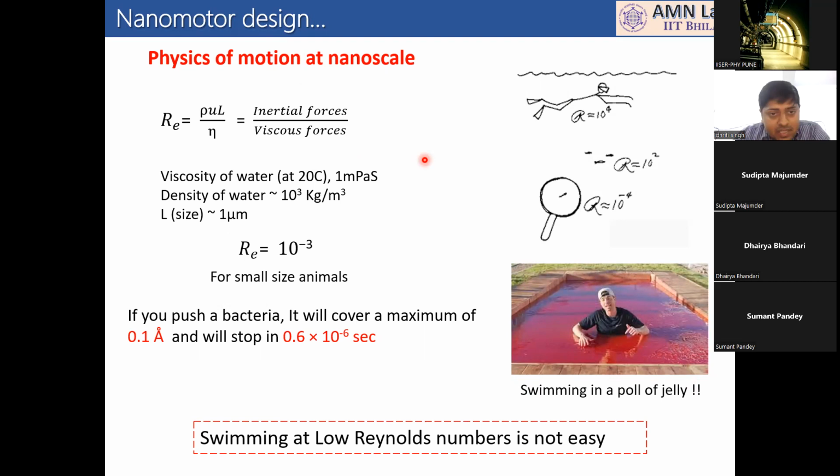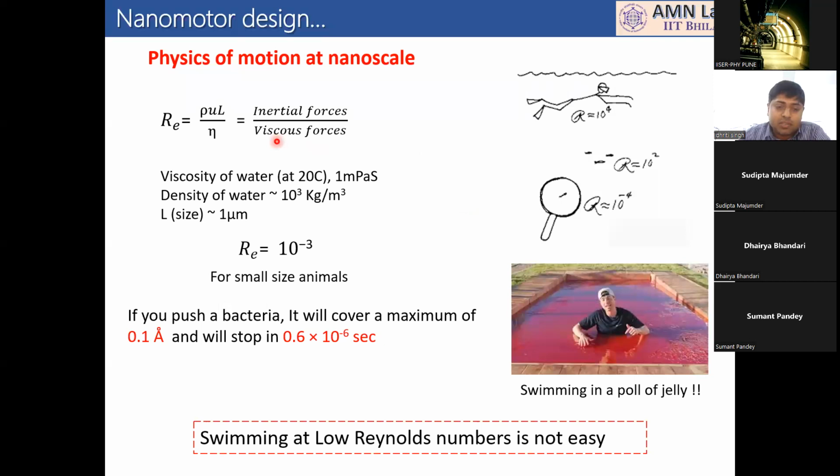So we can say in a nutshell that when you reduce the size significantly down to the nanoscale or micron scale, then swimming becomes very difficult because inertial forces are not effective at that scale, and you have to rely only on the viscous forces.